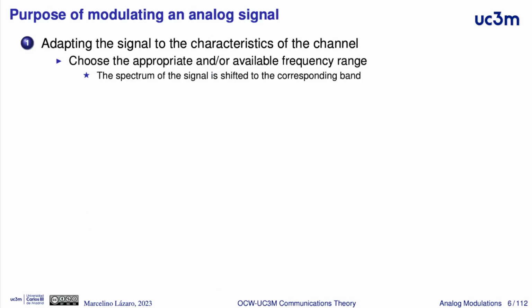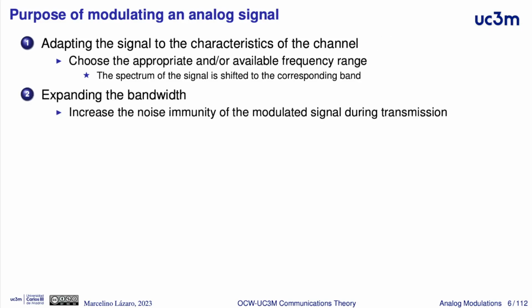There are several reasons to modulate an analog signal. The first one is to adapt the signal to the characteristics of the channel. Taking into account the frequency response of the channel, the spectrum of the modulating signal is shifted to the frequency band that is more appropriate for the transmission or the frequency band that is available, because in many applications the bandwidth is a very scarce resource.